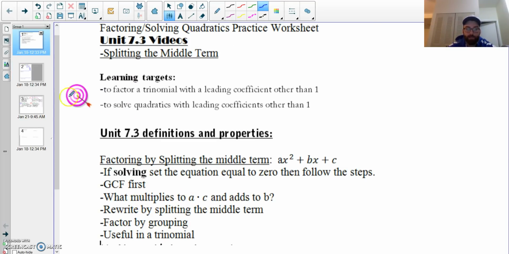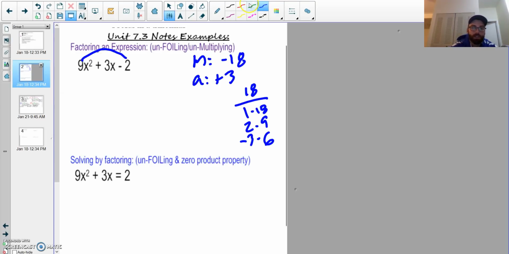Did that. Rewrite by splitting the middle term. So I take this middle term and split it into these two numbers. I'm going to write 6x minus 3x, and the minus 2 and the 9x squared come down along for the ride. Now, it does not matter which one you put first. I can put the negative 3 here and the 6 there. For all intents and purposes, I'm just going to continue to put the bigger number first, whether it's positive or negative.